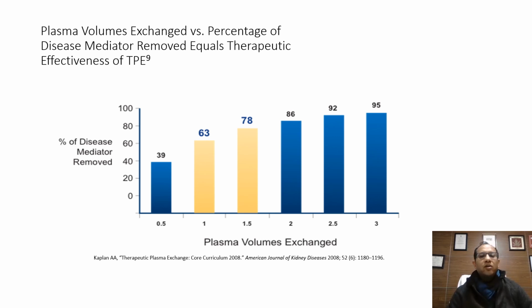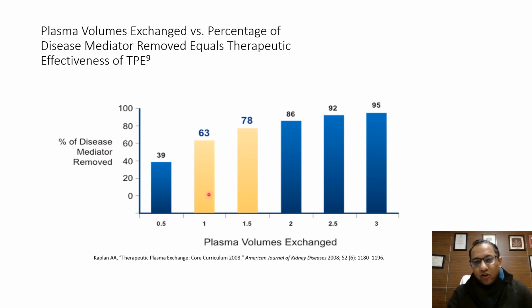So many a time we have been asked this question as to why don't we do 2 volumes or 3 volumes or 4 volumes? So obviously there is a rationale behind it. When you remove one plasma volume, obviously it is 63%. When you remove 1.5 volume, it is around 72 to 78%. And when you do two plasma volumes, 86% of the disease mediator is removed. Now, this part of 1 to 1.5 plasma volume is actually the recommended one.